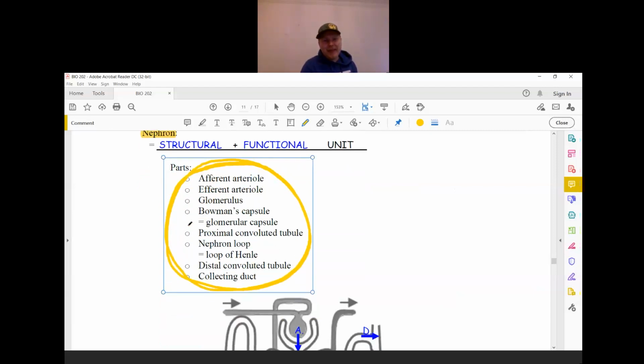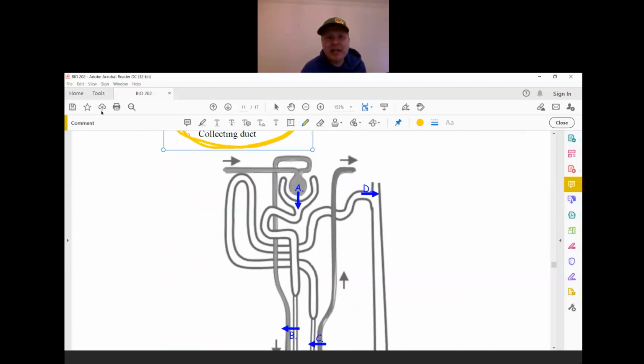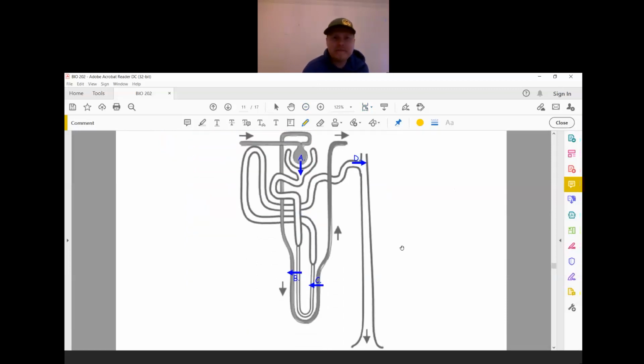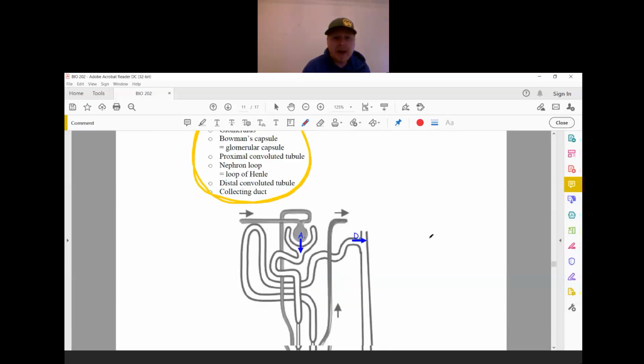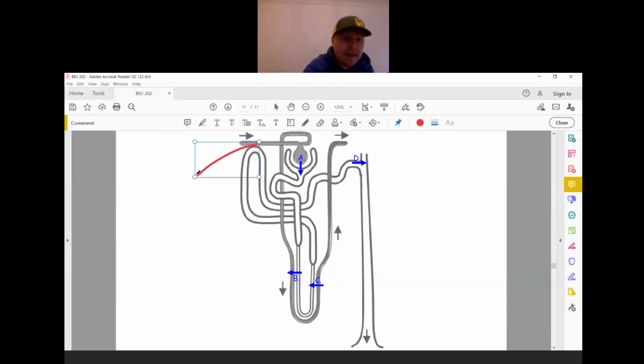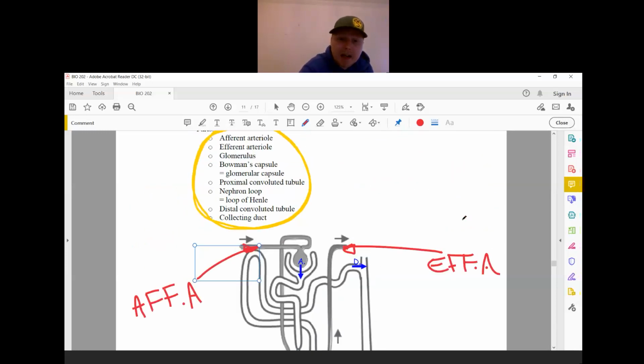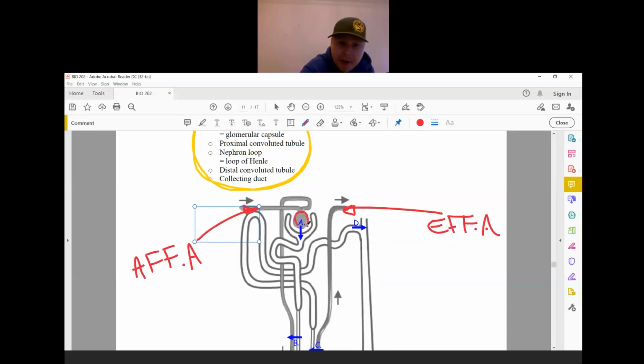But what we see here is a diagram of a nephron, and I'm going to zoom out a little bit so we can see it all in one view. And let's identify structures within there. So first of all, we have our afferent arteriole coming in, and of course our efferent arteriole leaving the nephron. We also see our glomerulus, which is a capillary network here.